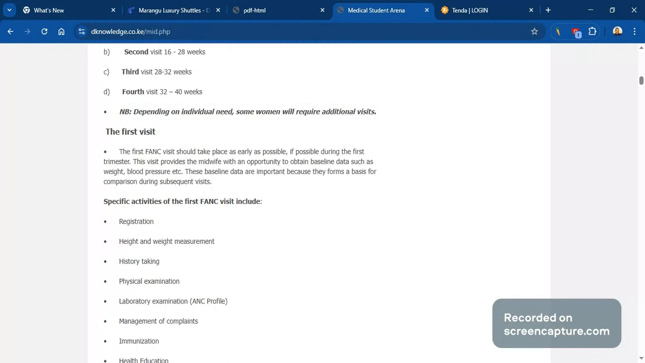So the first visit, the very first visit, should take place as early as possible, if possible during the first trimester. And this visit provides the midwife with an opportunity to obtain what we call the baseline data, such as weight, blood pressure. The baseline data are important because they form a basis for comparison during subsequent visits.